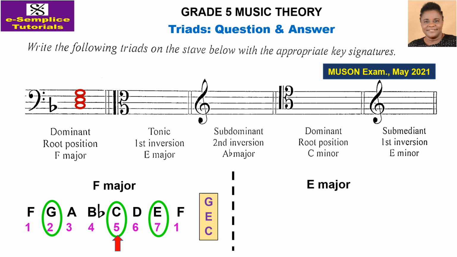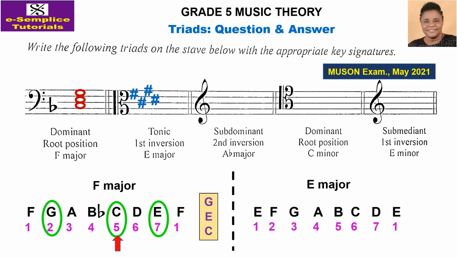Next is E major, tonic triad, first inversion. Let's put the accidentals of E major on the stave. This is alto C clef, so that position is F sharp, C sharp, G sharp, and D sharp. Now let's proceed to working out the triad.